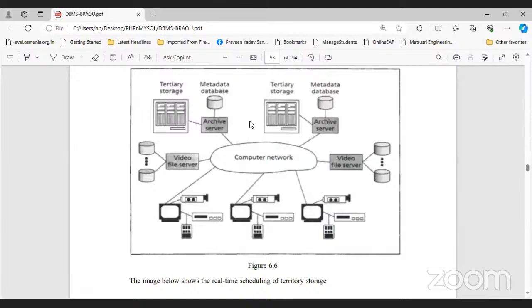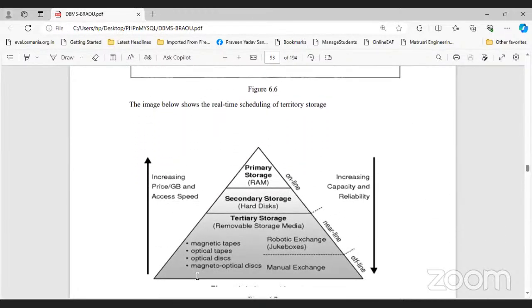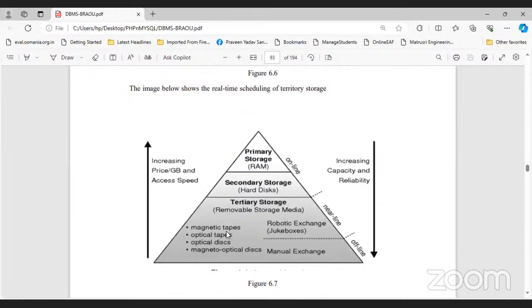So this is the picture for the tertiary storage devices. So primary storage, secondary storage, and tertiary storage. Removable storage media. Pyramid shape.